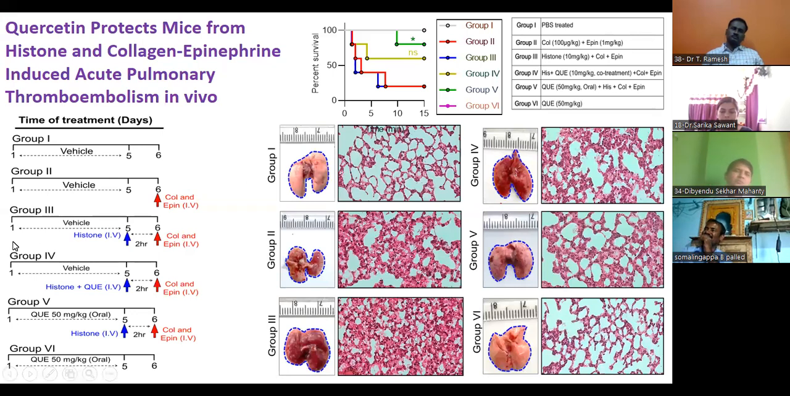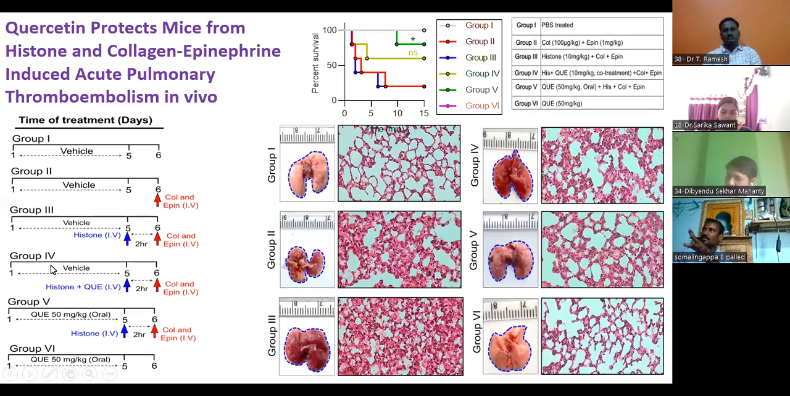In the third group, on the 5th day, we injected histone through IV and allowed animals to stay for 2 hours, followed by collagen and epinephrine. Once we inject histones into the animal intravenously, they may activate the platelets. In other words, platelets are already primed to undergo activation because of the presence of histones. After 2 hours, if we give collagen and epinephrine, we can expect robust activation, and formation of thrombi will be more in this case.